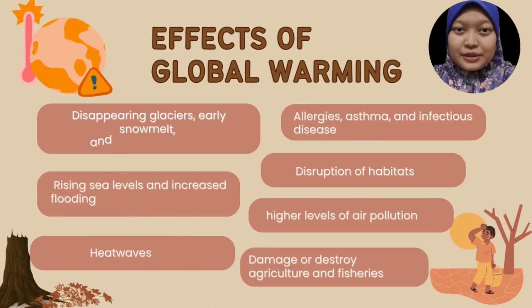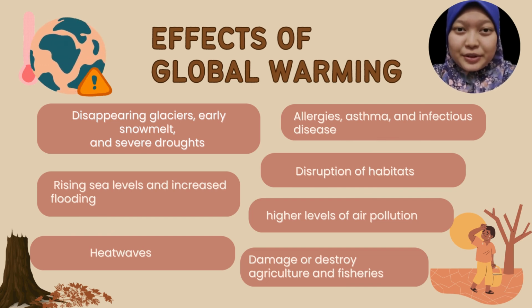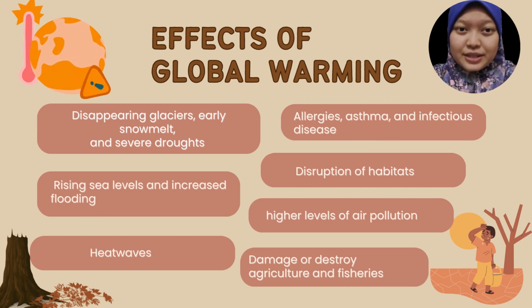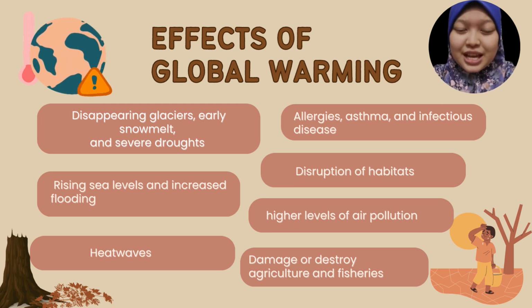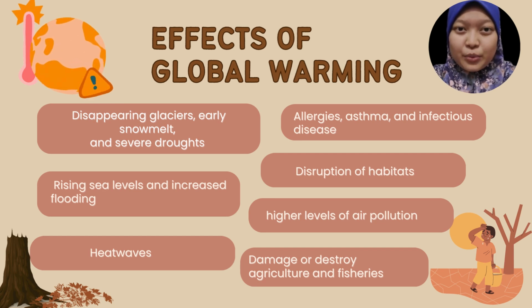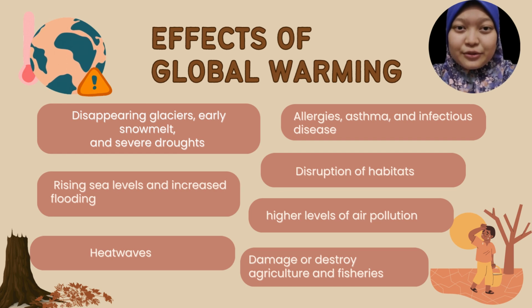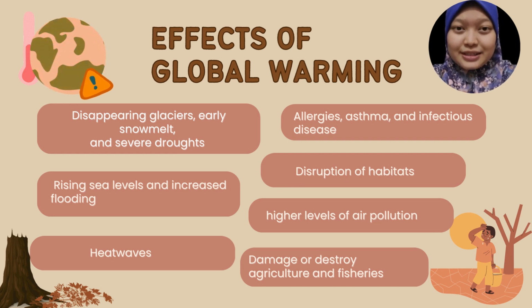Next, I will talk about the effects of global warming. First of all, disappearing glaciers, early snow melt, and severe drought cause more serious water shortages and continue to raise the risk of wildfires in the American West. Then rising sea levels cause more coastal floods.